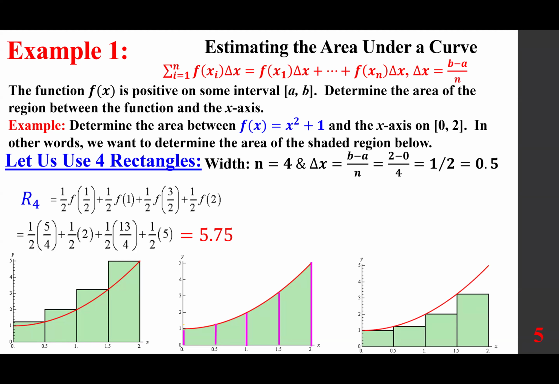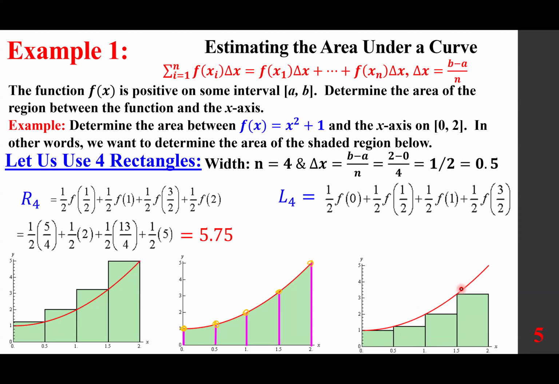What if we use the left endpoints? We call it L4 because we are using the left endpoints with n being 4. So now we use the same delta x where the width for each one is identical, but the height would be f of 0 for the first one, f of 0.5 for the second, f of 1 for the third, and f of 1.5 for the last one.